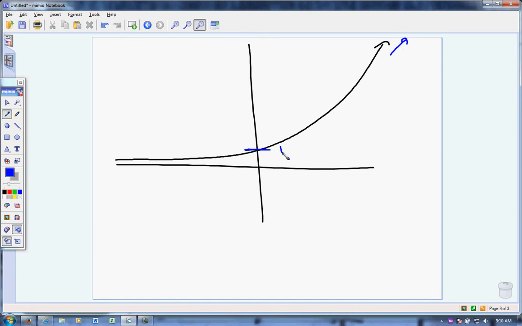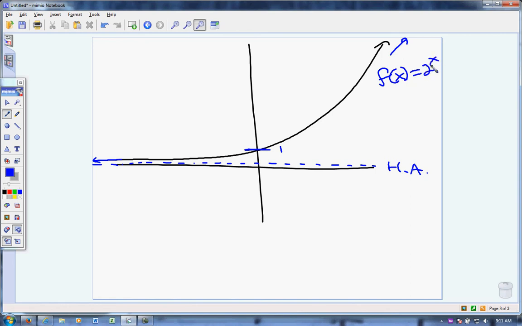As we keep going this way, it keeps getting closer and closer to 0, but it never crosses. Actually, there is a horizontal asymptote right here at 0. It never crosses because I can't raise something to a power and make it negative. Okay? So this is the graph of 2 to the x.